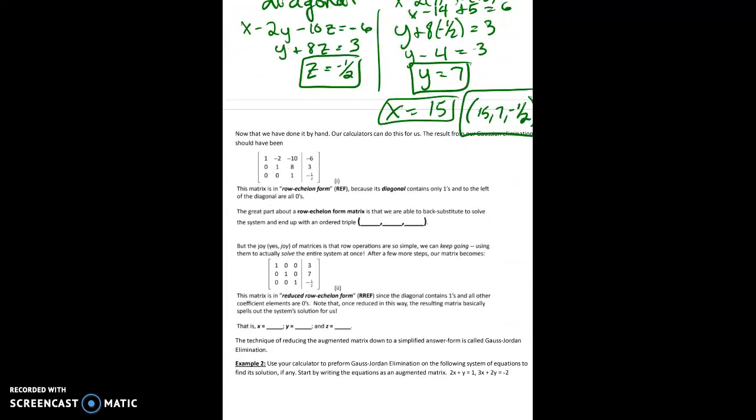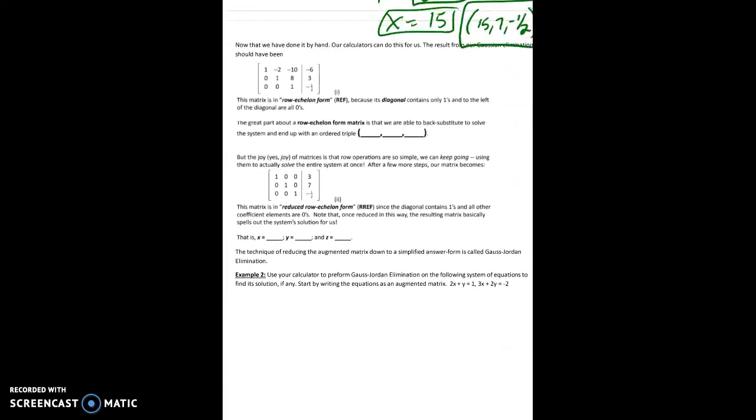So let's talk a little bit more about the matrices and what our calculators can do for us. So we did it by hand. We got this thing called the row echelon form. Remember where we had the 1 across the diagonal. So we have that 1 going down the diagonal. So that's the row echelon form. And then from there it was really easy going backwards.